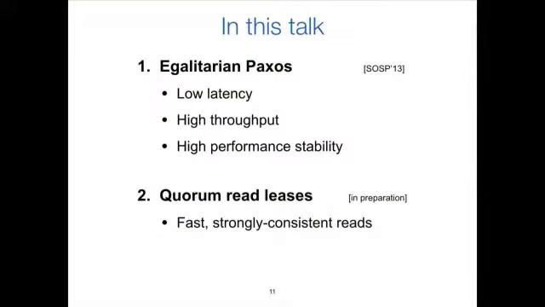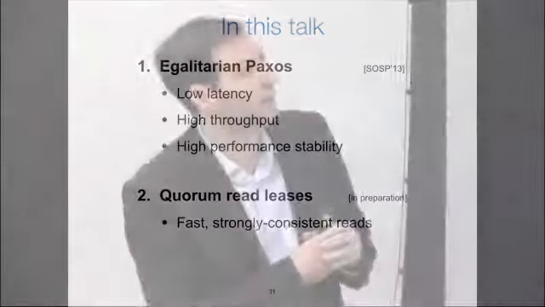So in this talk, I'll present the 2 main components of my work so far. They are Egalitarian Paxos, which is a new state machine replication protocol based on Paxos. It has lower latency, higher throughput, and higher performance stability than previous state machine replication protocols. And I will also talk about quorum reads that address an orthogonal performance characteristic of state machine replication. That is, how do we read really quickly from replicated state machines? So I'll start with Egalitarian Paxos.